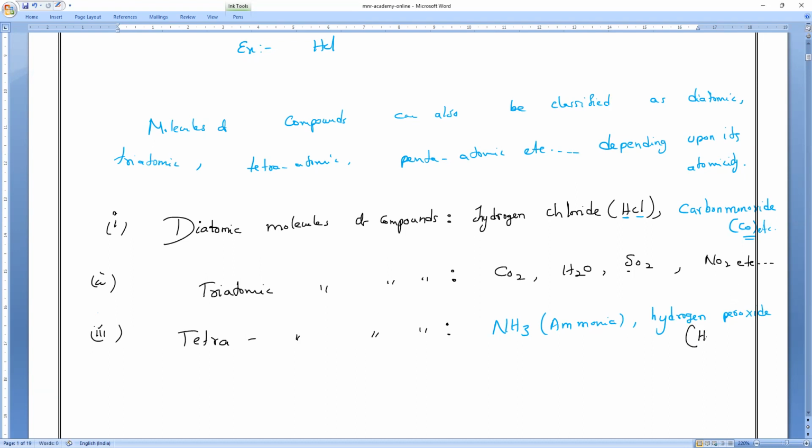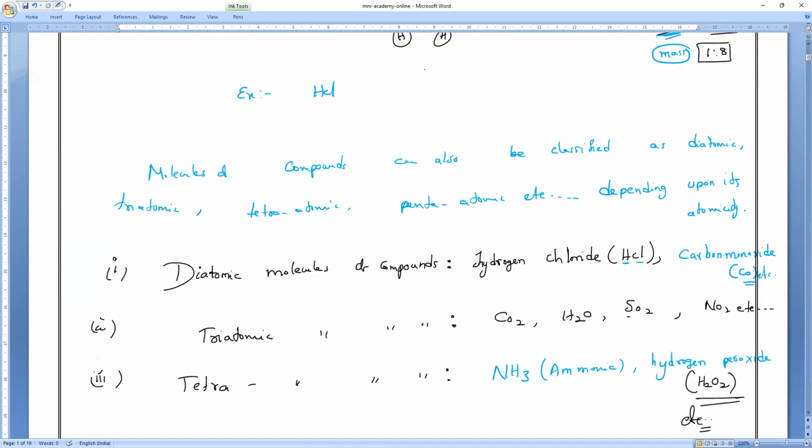Formula, H2O2. Please note it. What is the formula? H2O2, hydrogen peroxide. So like this, atomicity is not only for atoms or molecules of elements, molecules of compounds also. Hope you all understand. Anybody having doubt, you can ask me, or else we'll proceed further. Clear, everybody? Yes, sir.